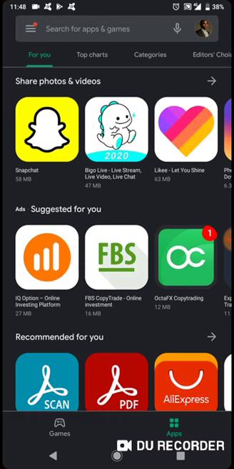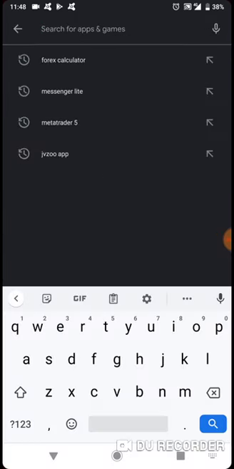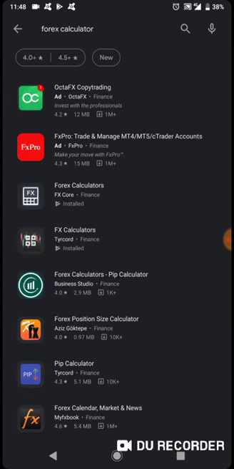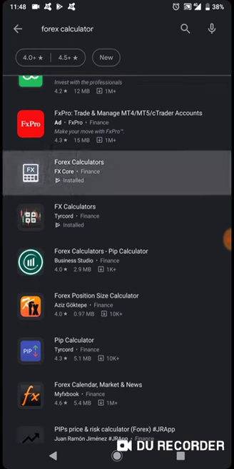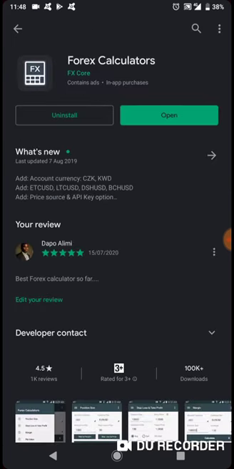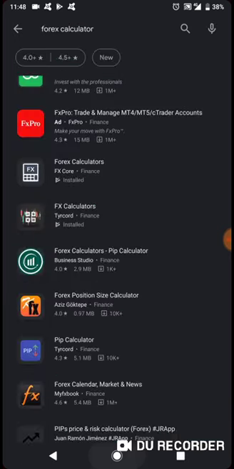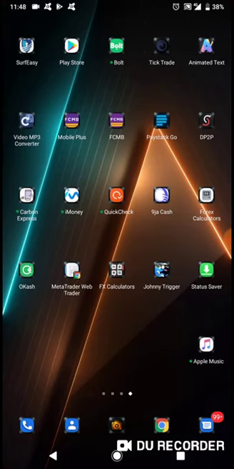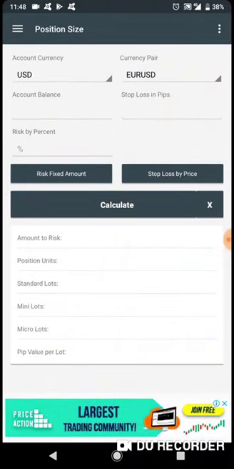So you go to Google Play Store. If you're using an Android phone, you go to Google Play Store and type Forex Calculator. Several options will come up, but the best one that I've used so far is the third option, Forex Calculator. I have it installed already, and this is what the icon looks like. Since I have it installed, it's here, the last app on the third row, Forex Calculator. When I open it, this is what you're going to see on the home page.